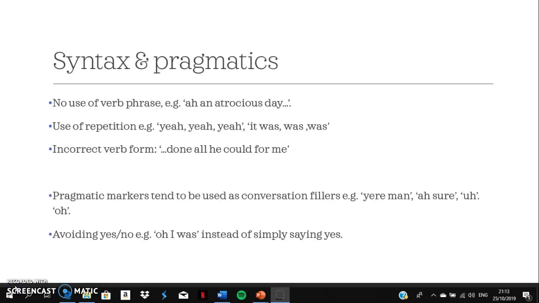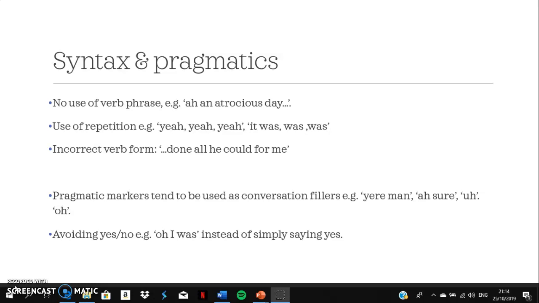The next topic to be discussed is syntax and pragmatics. Firstly, there are a few cases in the video where there is no use of a verb phrase. For example, in this sentence, the speaker does not include a verb. Another syntactical feature is the repetition of words in the sentence. Here, in this example, the speaker repeats the words yeah and it was.